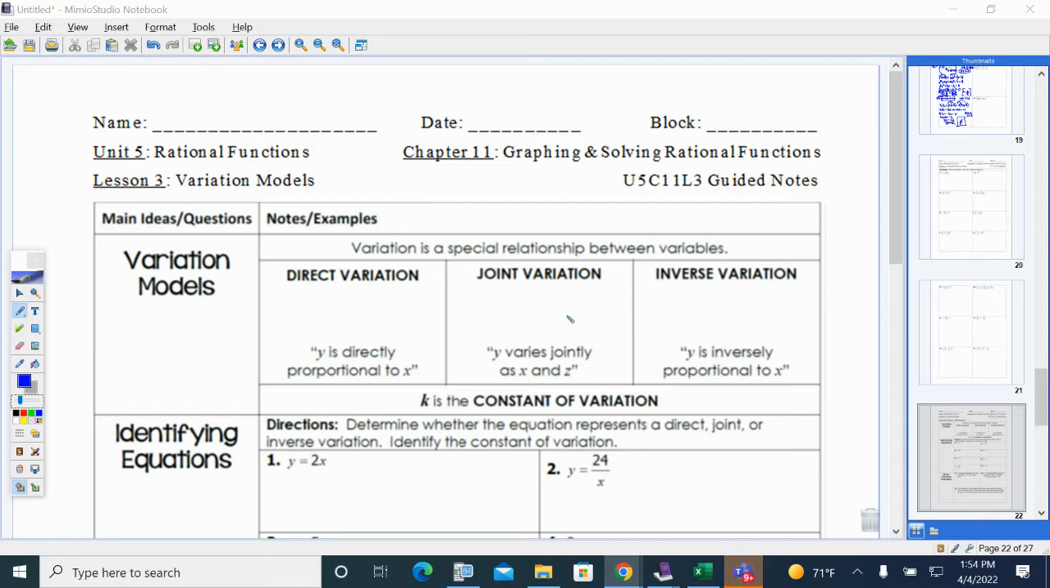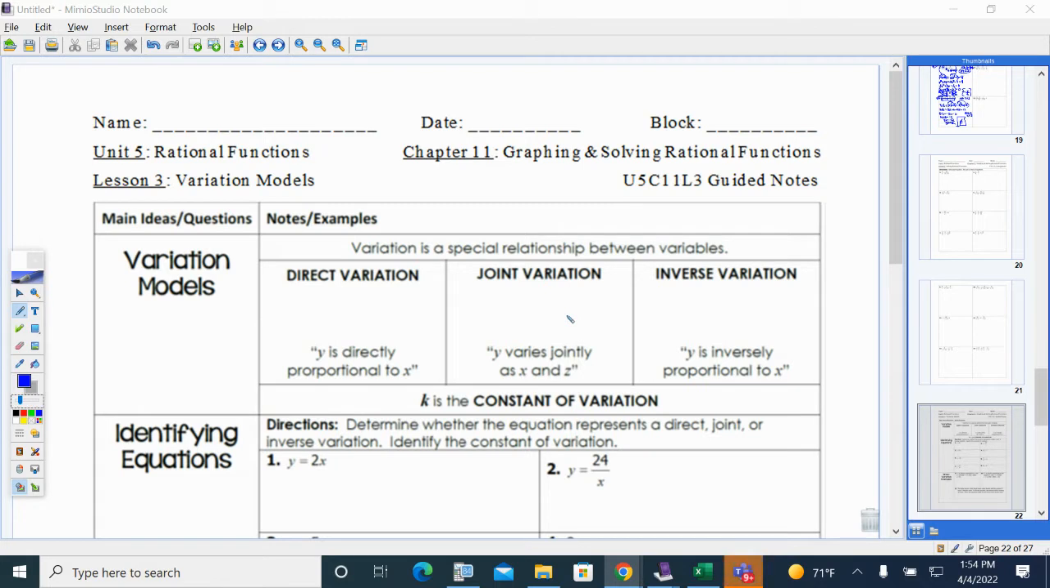This video is on Unit 5, Chapter 11, Graphing and Solving Rational Functions, Lesson number 3, Variation Models. So in your notes here, under Variation Models, it says that variation is a special relationship between variables.